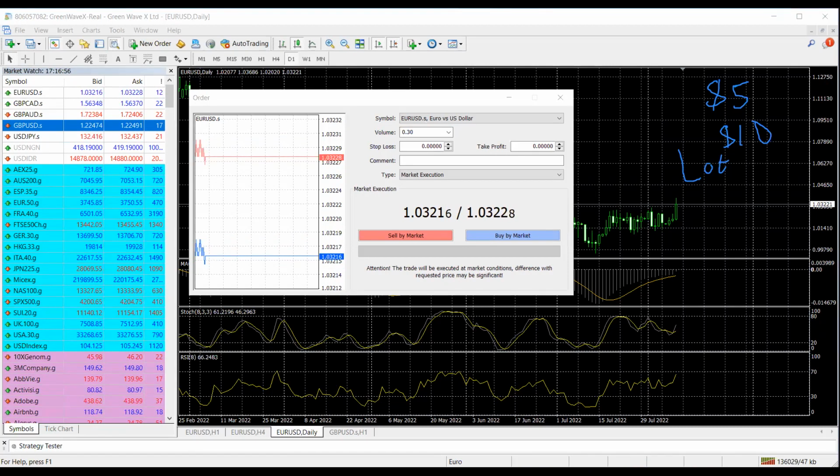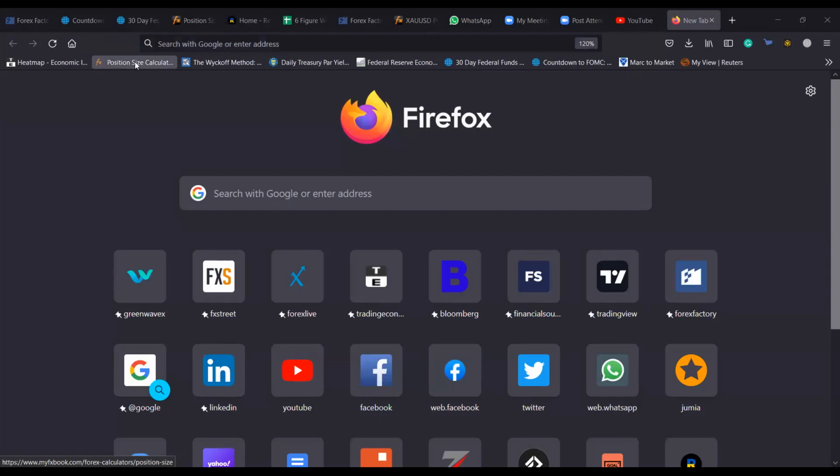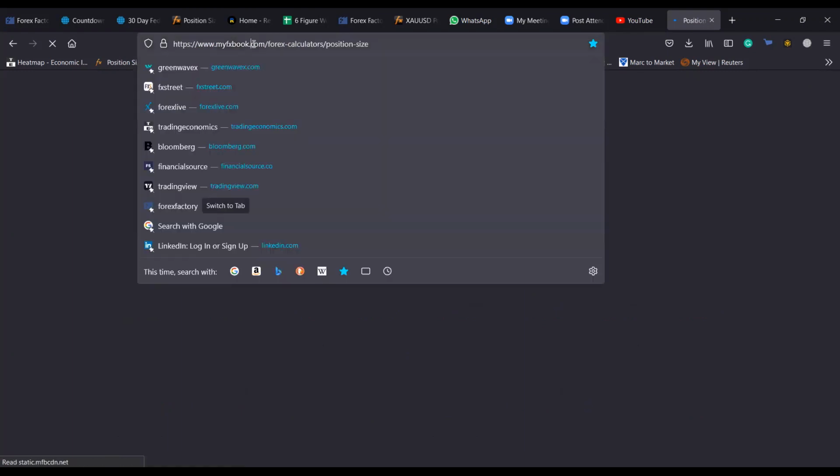So let me share my screen with us. So this is my browser now, and this is the position size calculator. You can see I even bookmarked it here, so I just clicked on it. I'm going to send you guys the link so you can also copy and save. And I also have a position size calculator app on my phone.